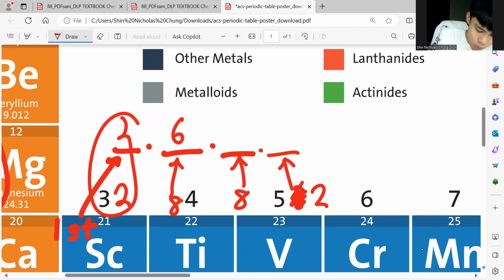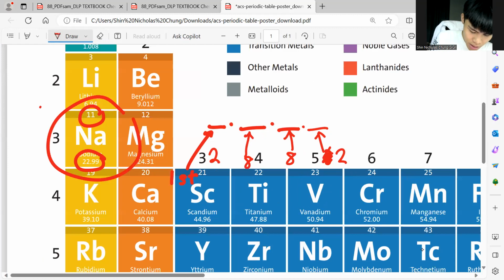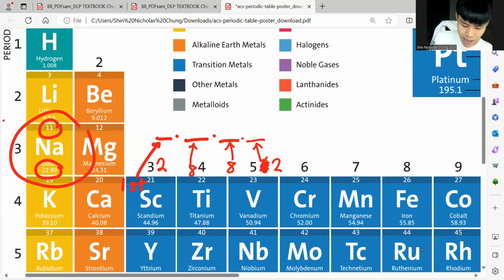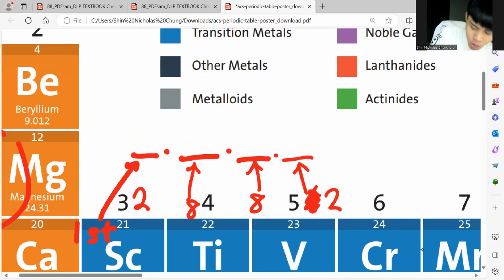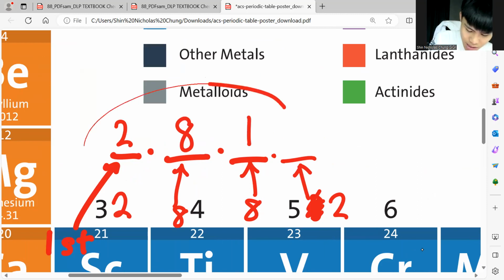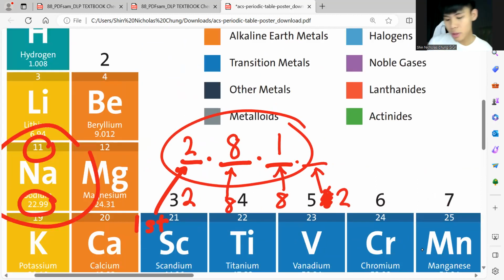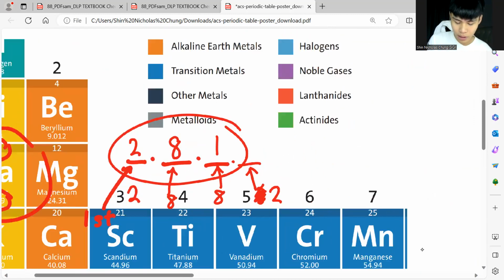Okay, so now we go back to the question and we try to do it. The question says there are 11 electrons. So the first shell confirm only maximum 2, so you put 2, and then 8, 9, 10, 11, one more. So there will be 1 here. That's it. Then this is the electron arrangement for your sodium. Electron arrangement means how many electrons you put in the first shell, the second shell, the third and so on.